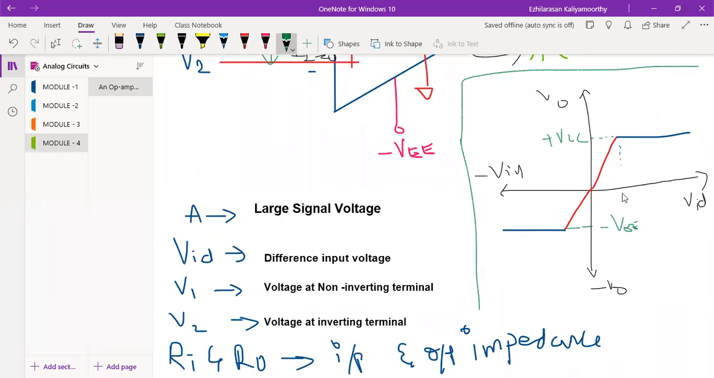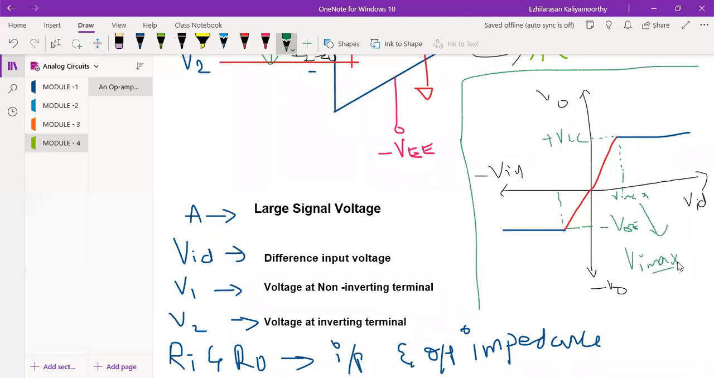So here this will be your max. This will be your input max. I can say VI max. This is VI max, the maximum input I can give.